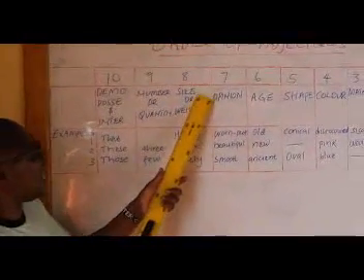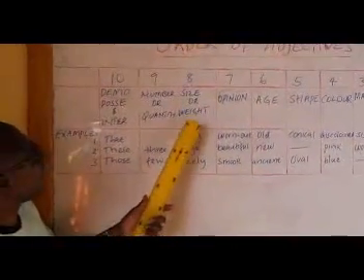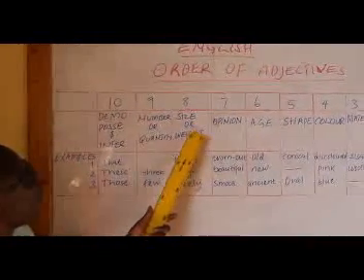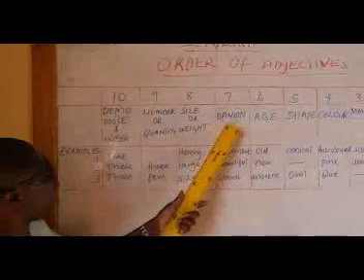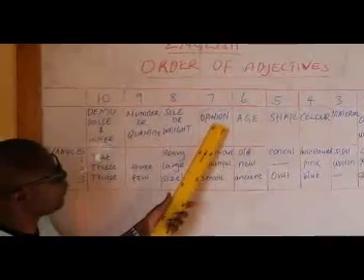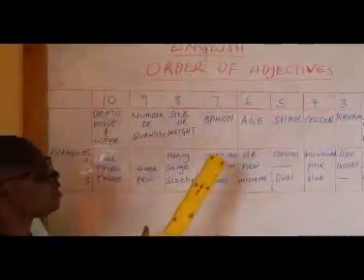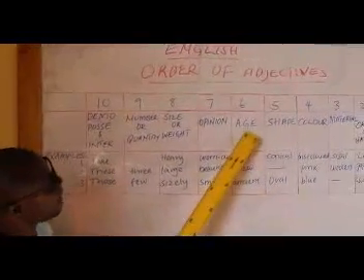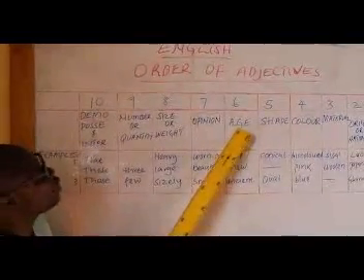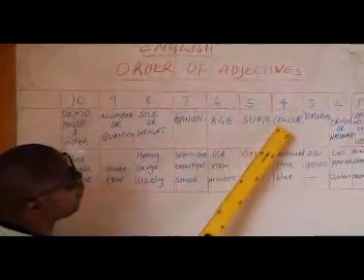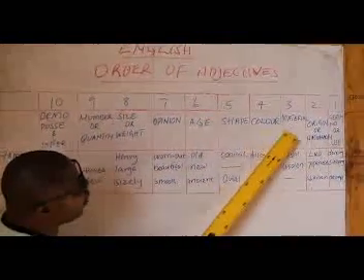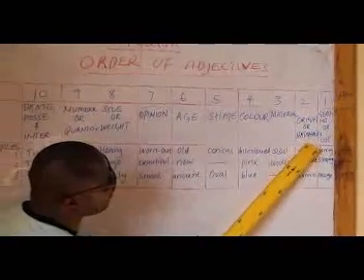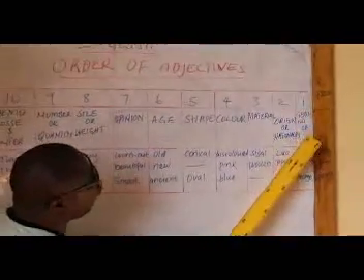Then we have size or weight, which will come after number or quantity. We have now size or weight. Then afterwards we shall have opinion. Opinion. This is the general view of somebody. Then we have age, followed by age. Then shape. Then we have color. Then we have material. Then origin or nationality. Then we have gerund or use.